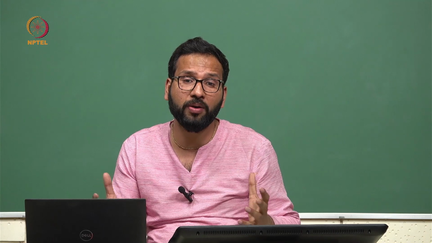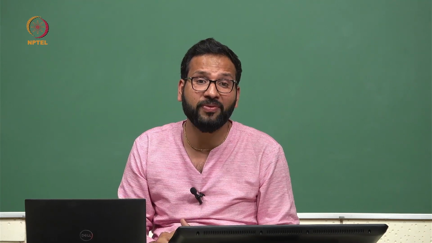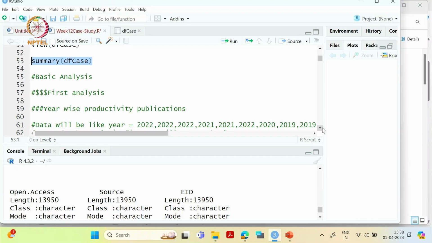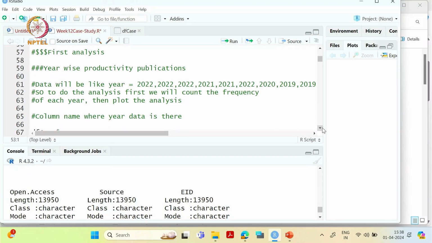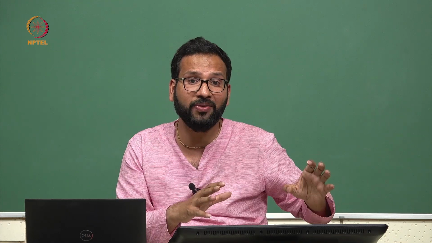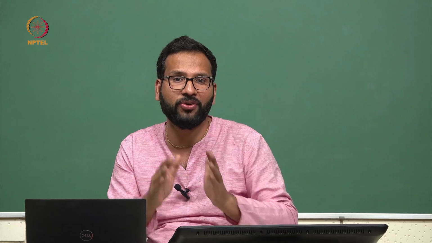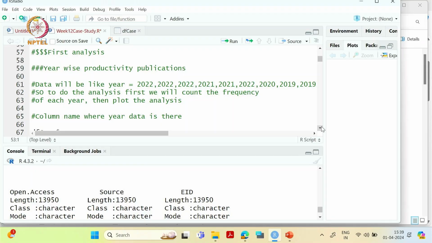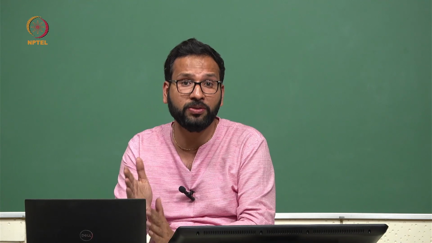Now move to our first analysis, which is exactly year wise productivity. How will we do that? Our data is in year, and those years will be like 2022, 2021, 2020 to 1990. Whenever we are doing the analysis, we need to know what exactly the column name is, because we have a lot of columns and we don't have to put operations on the whole data, only on the specific column.